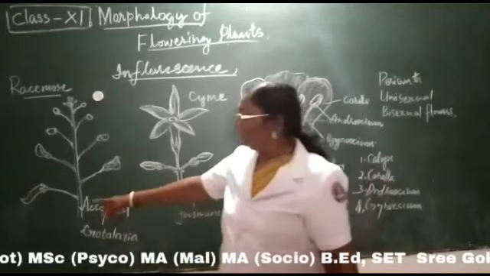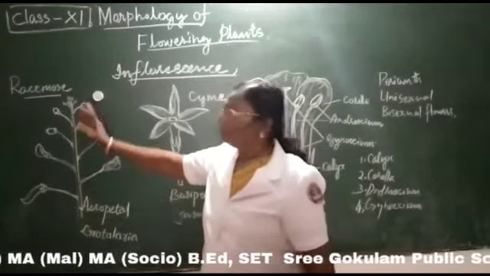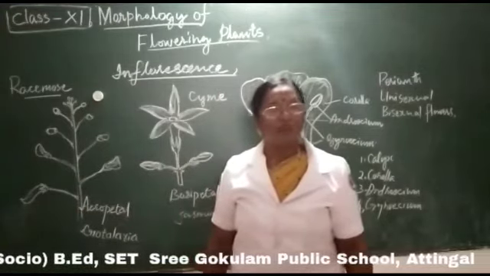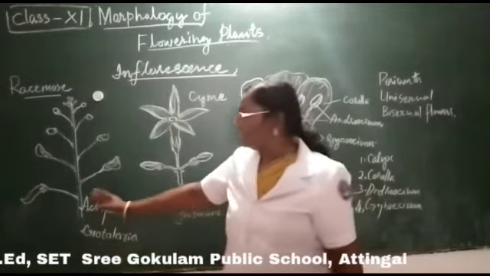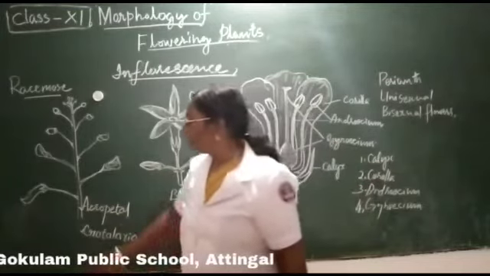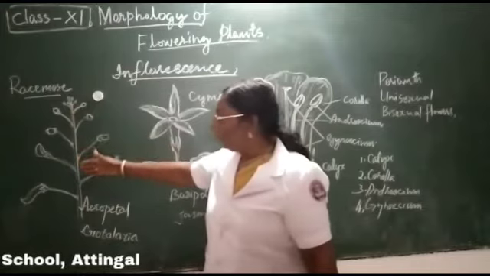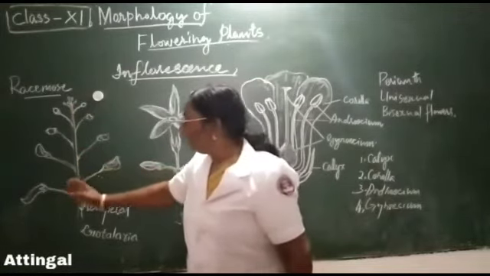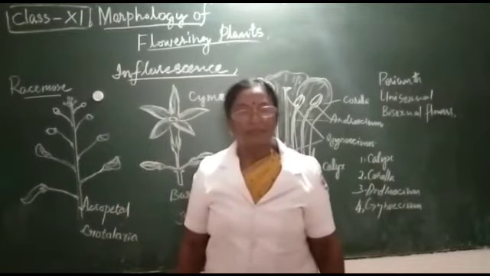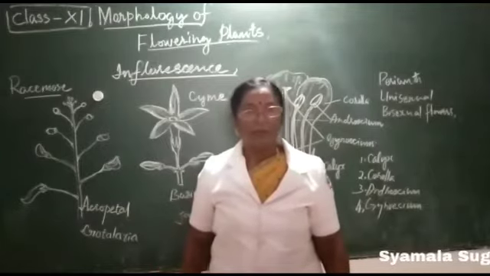And in the case of racemose inflorescence, the main axis continues to grow indefinitely, producing lateral flowers. Here the flowers are arranged in an acropetal succession. That is, younger flowers are seen towards the apex and older flowers towards the base. This type of arrangement is called acropetal succession. This type of inflorescence can be seen in Crotalaria.